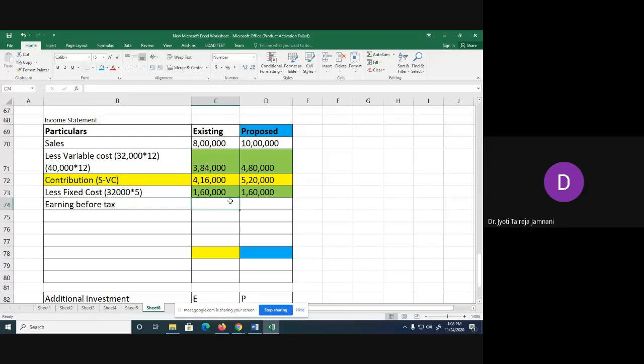4,16,000 minus 1,60,000 is 2,56,000. Then 5,20,000 minus 1,60,000 is 3,60,000. So there will be less tax, 0 and 0. So we get here earning after tax.